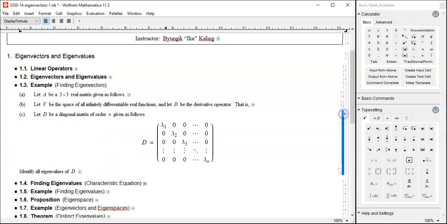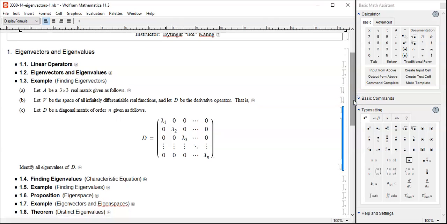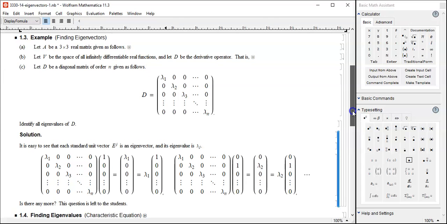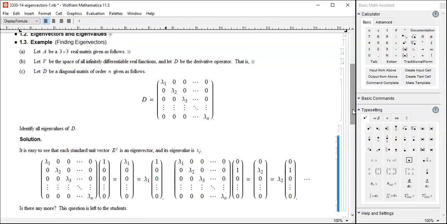How about the next example? We have a diagonal matrix. All right. Identify all eigenvalues. It'll turn out we only need the diagonal entries. Just plug in the standard unit vectors e1, e2, e3, e4, and so on and so forth: 1 and all 0s, and then 0, 1 and all 0s, etc. And you're going to get lambda 1, lambda 2, lambda 3, and so on.